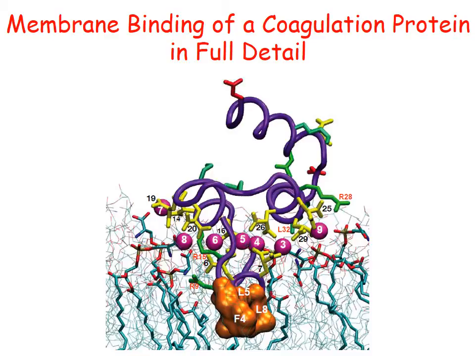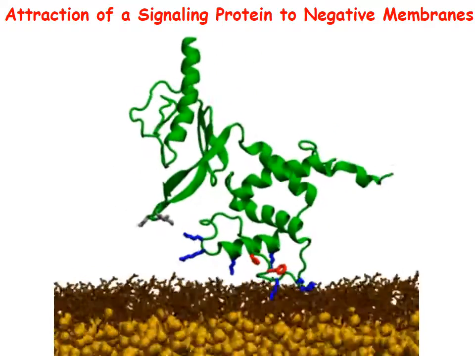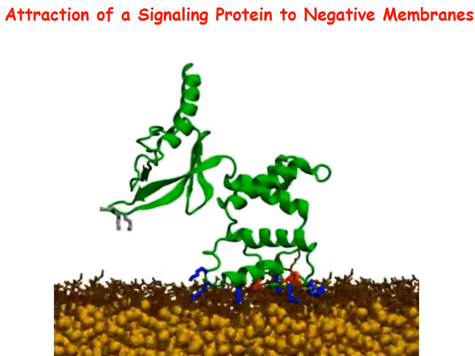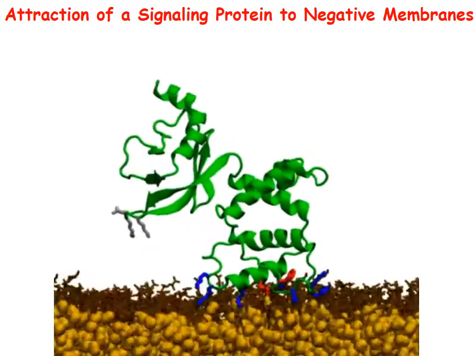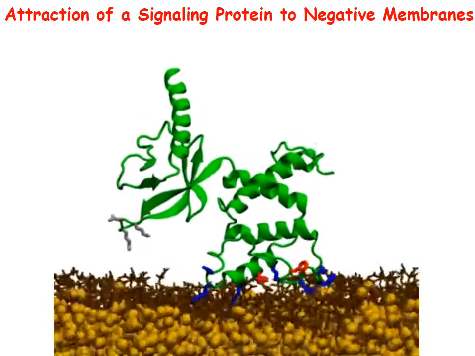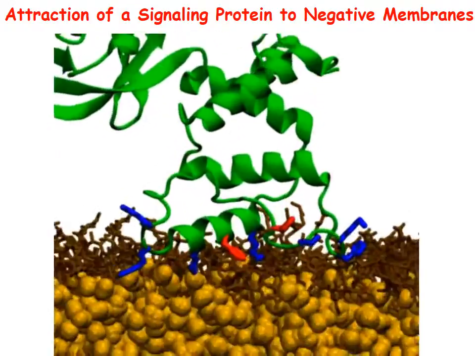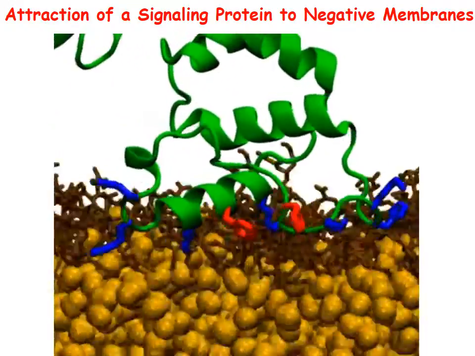Another example is binding of a signaling protein. It's a very similar kind of process, but here we also have conformational or structural changes of the protein in response to the membrane. Like if I'm the protein, as soon as I see the membrane, I come down here and then change my conformation on the surface. And this motion is actually the signaling mechanism.